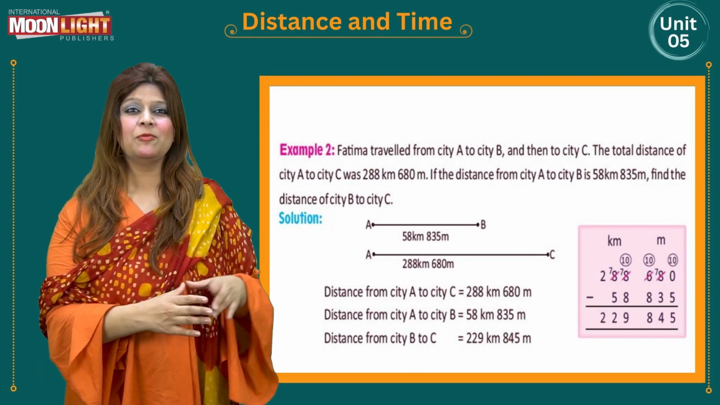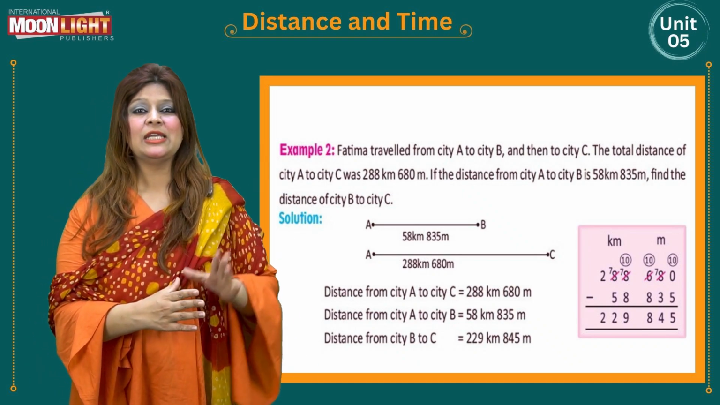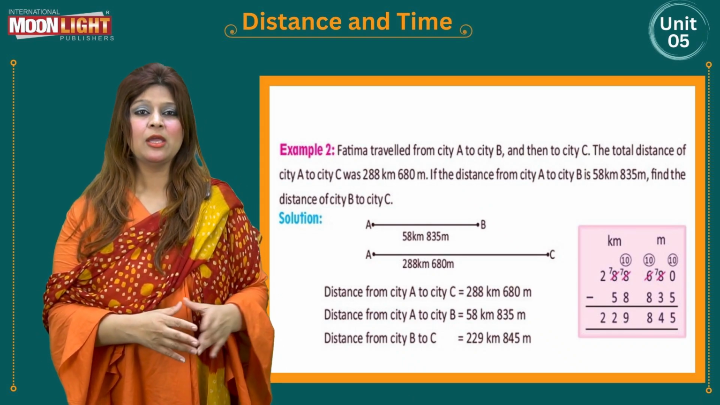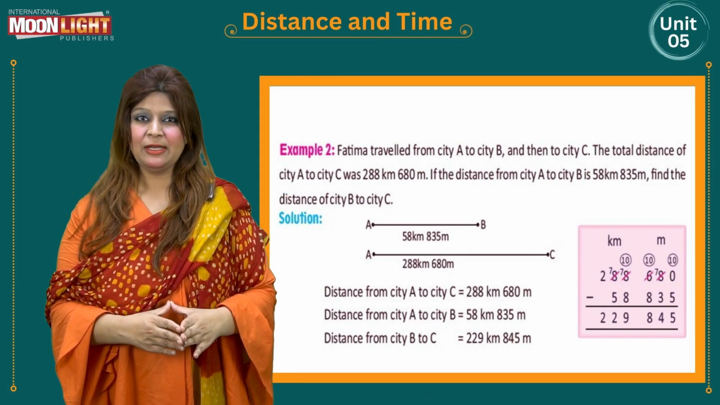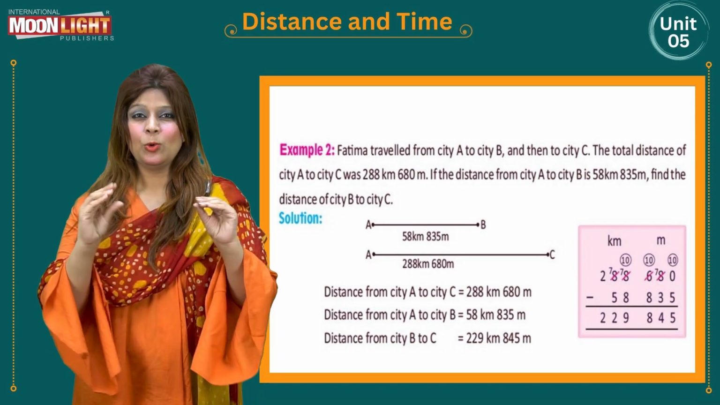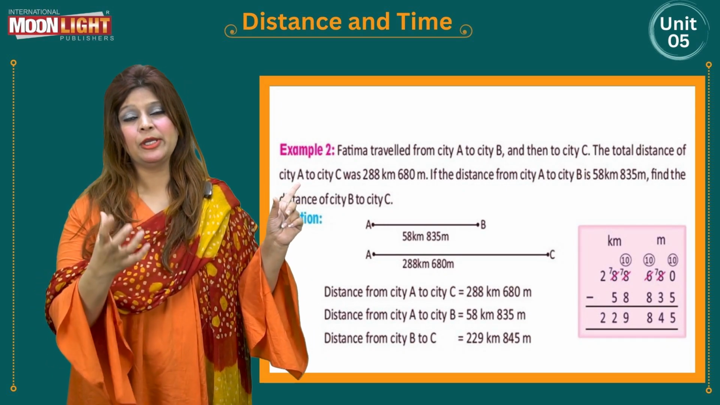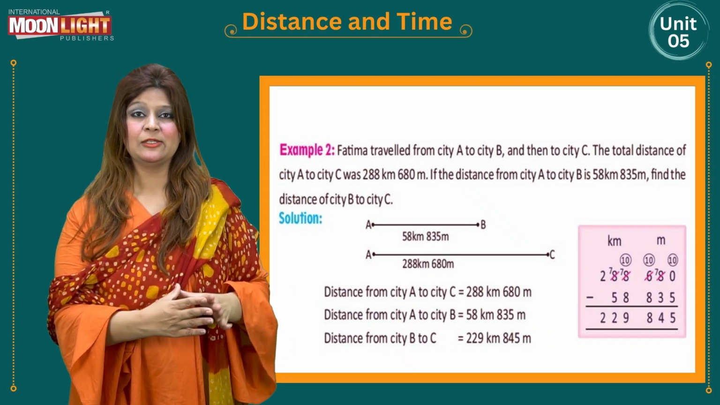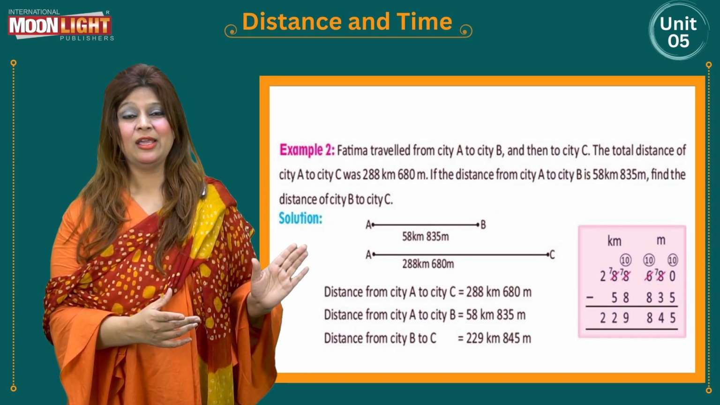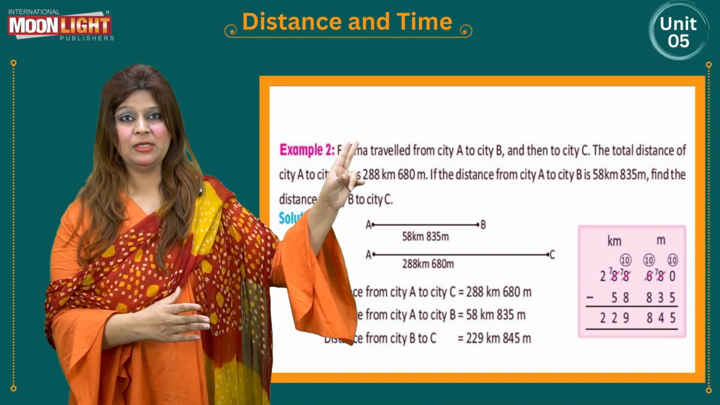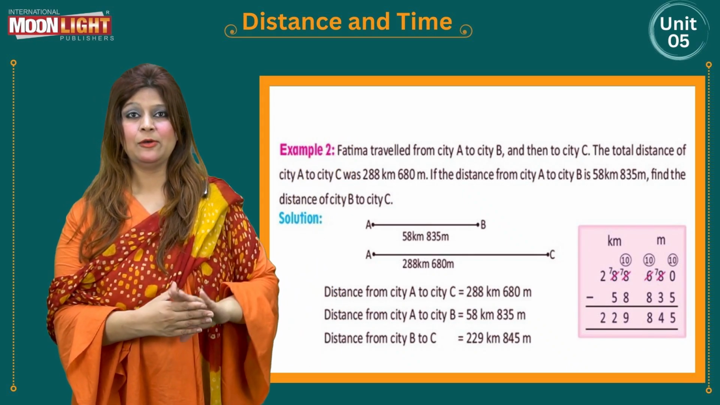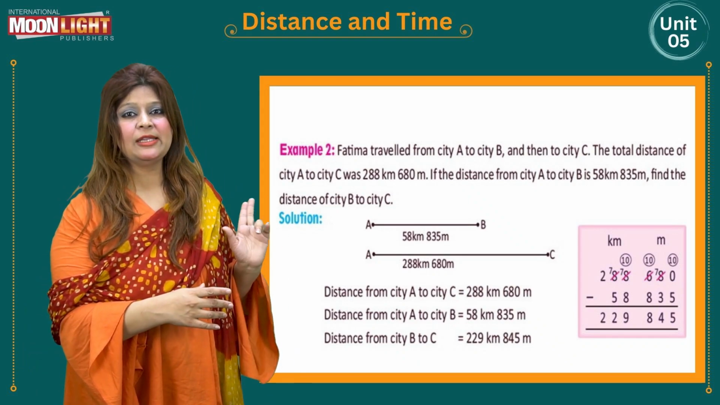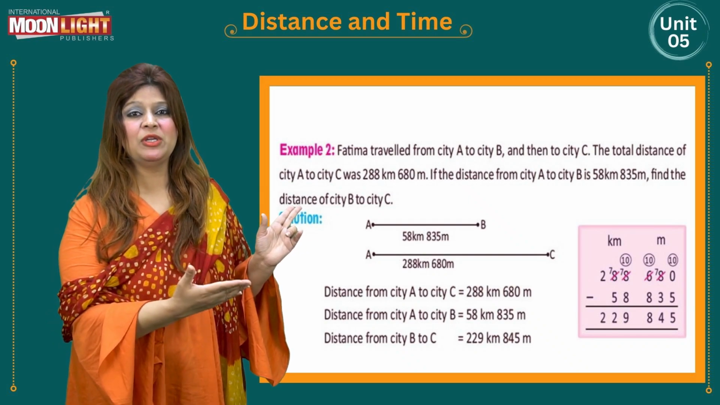Okay, so right now we are going to say the distance from city A to C is 288 kilometers and 680 meters. The distance from city A to city B is given, but this is the smaller quantity, and the first quantity is bigger, so we write it first. If you want to write it directly, instead of writing kilometer and meter again and again, you can just write meter on one side and kilometer on the other side, and then write the numbers accordingly. So here we go, 58 kilometers, 835 meters, like this.